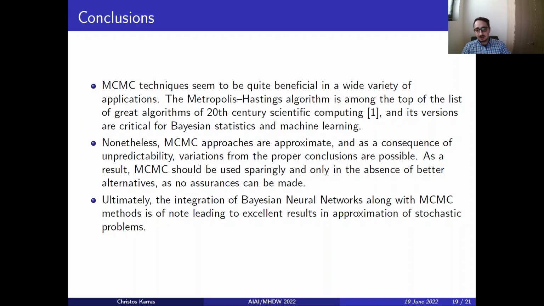Ultimately, one hot topic in 2022 is the integration of Bayesian neural networks along with Markov Chain Monte Carlo techniques, which leads to excellent results in approximation of stochastic problems. And this is something we are currently working on, the integration of Bayesian neural networks along with MCMC methods.